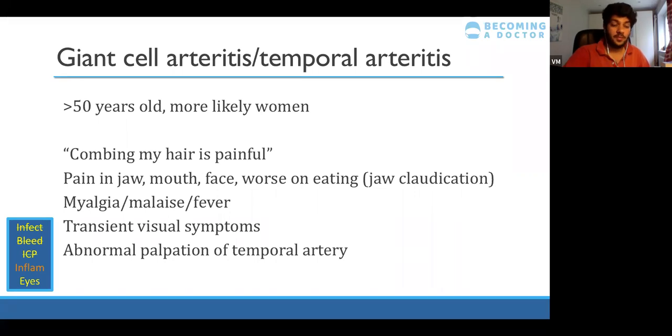And importantly, they might have abnormal palpation of their temporal artery. So when you palpate the temporal artery, there might be absent pulses, or it might be even more throbbing. So this is a really important inflammatory condition that can cause secondary headaches. It tends to be a little bit more chronic, but it can come up within a day. And it's important for you to think about in a more elderly patient.